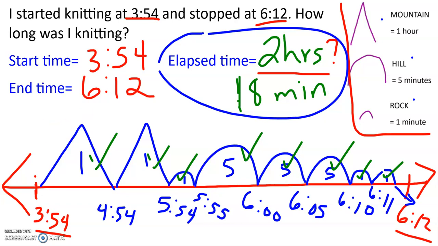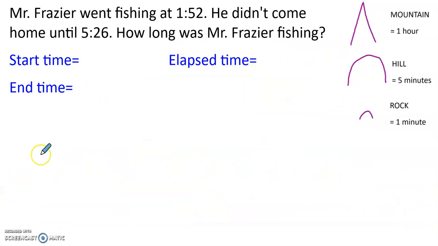Okay, so I'm going to show you one more problem. You can read this, pause the video, and work it out on your own. And then the next screen I show you will have the solution for after you pause it. Mr. Fraser went fishing at 1:52. He didn't come home until 5:26. How long was Mr. Fraser fishing? So pause it and work it out.